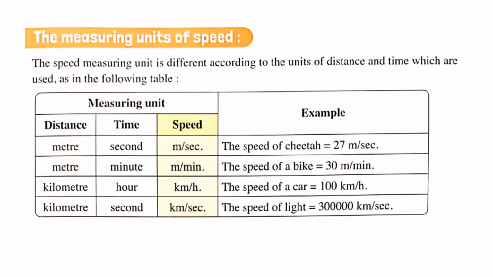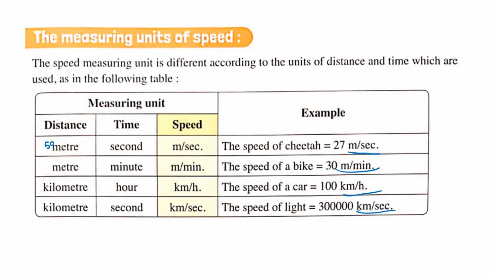The measuring units of the speed. The speed measuring unit is different according to whatever is given in the problem, so I'm going to use the units given to me. For example, if the train moved 50 meters in 1 second, I'm going to use the speed in meter per second. If given meter and minute, then meter per minute. Kilometer and hour, so kilometer per hour. Kilometer per second, whatever is given, I'm going to use the same unit.